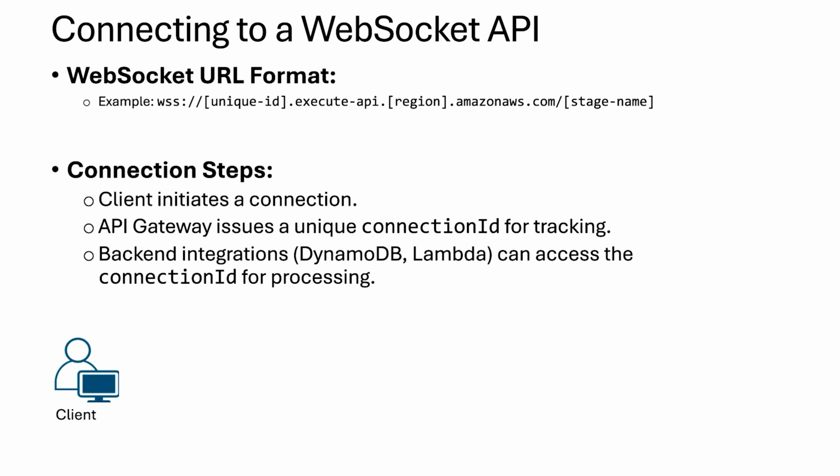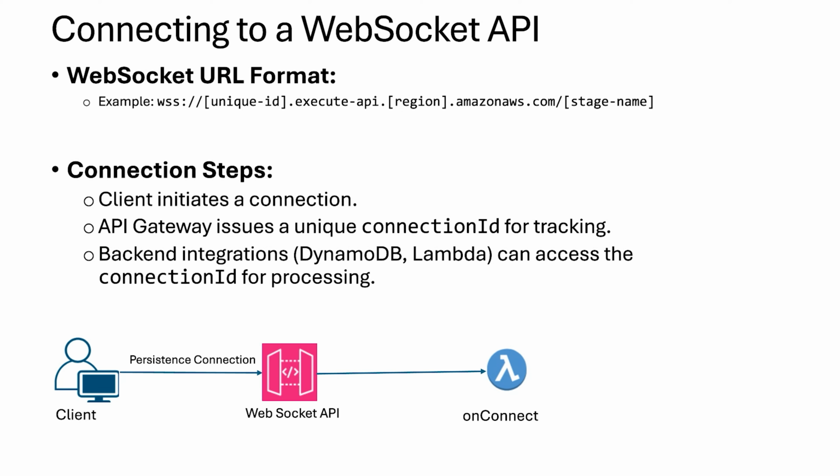And the similar example: if you have a client hitting the WebSocket API, we will persist the connection using, maybe, a Lambda called onConnect, which will take that connection ID and store it in Amazon DynamoDB for future two-way communication.